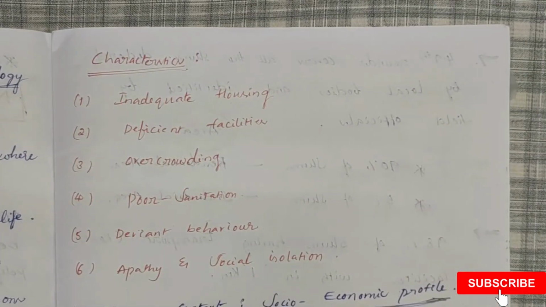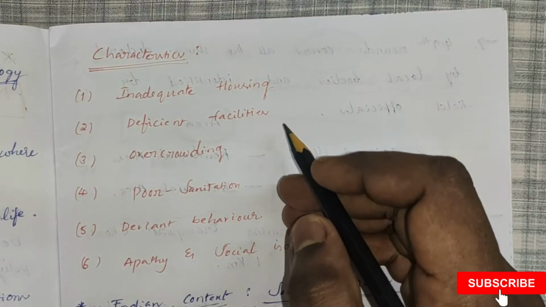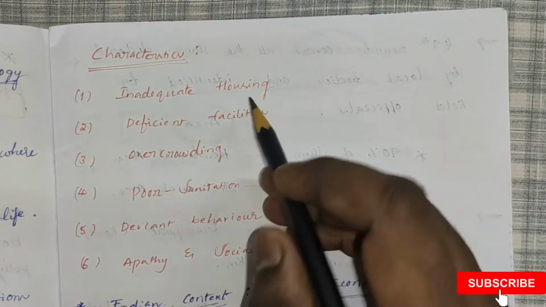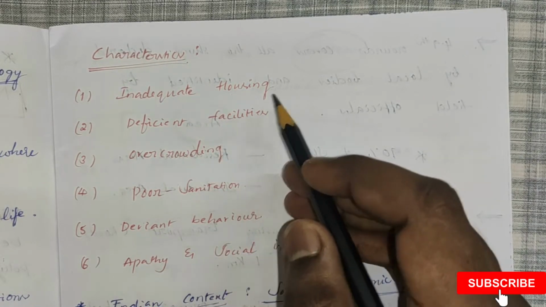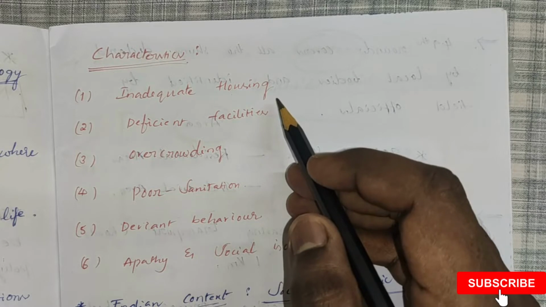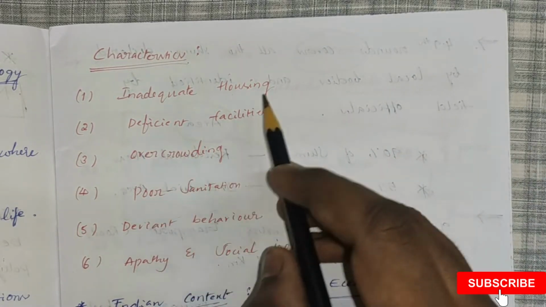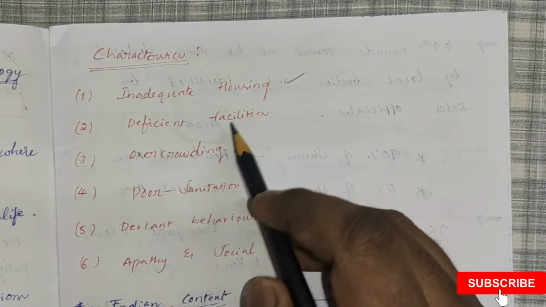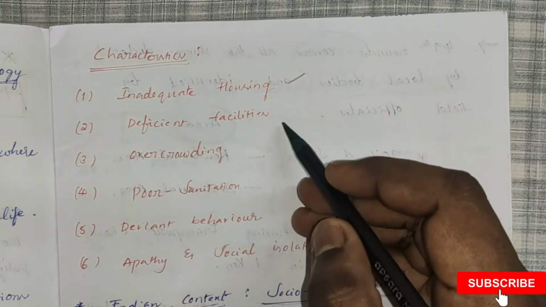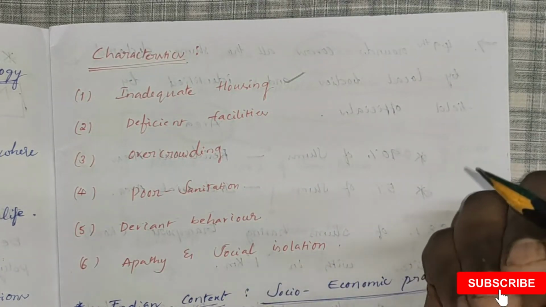Let's see the characteristics of slums one by one. Inadequate housing. There are no proper houses constructed, and there is no room space available. This leads to overcrowding in those slums, and these houses are very cheap for rent. So this characteristic is called inadequate housing. Deficient facilities. As I mentioned earlier, a slum doesn't have any basic facilities or amenities.